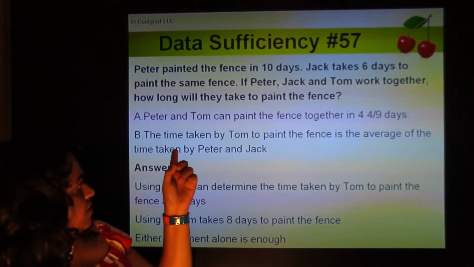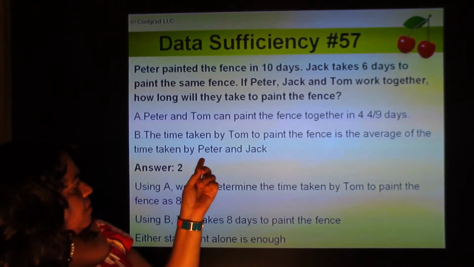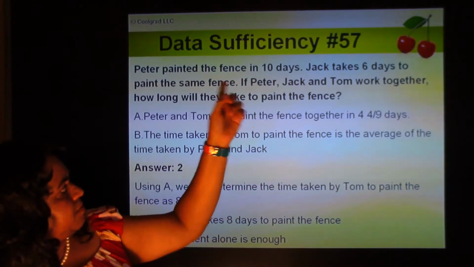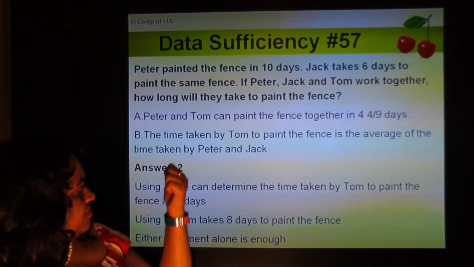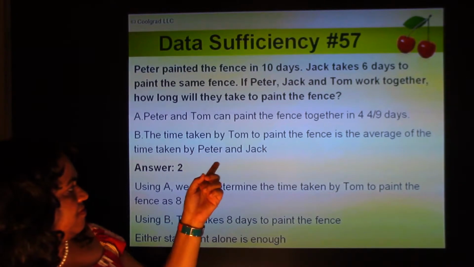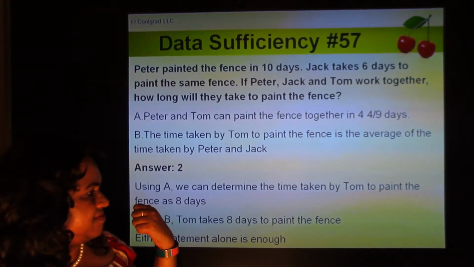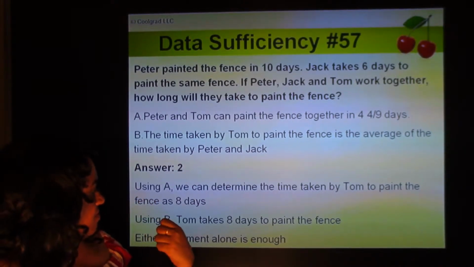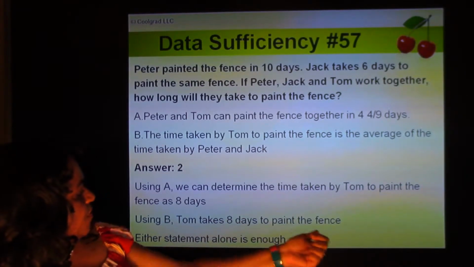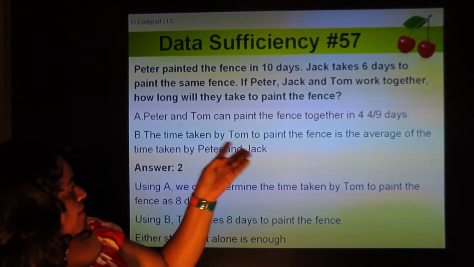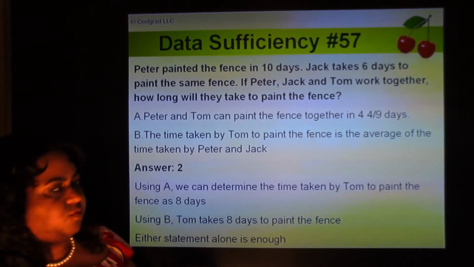Statement B alone, the time taken by Tom to paint the fence is the average of the time taken by Peter and Jack. So we know the time taken by Peter and Jack. The average of that is the time taken by Tom. So Tom takes 8 days to paint the fence. So we know the time taken by Tom, and we know the time taken by Peter and Jack. So either statement alone is enough. So we pick option 2.